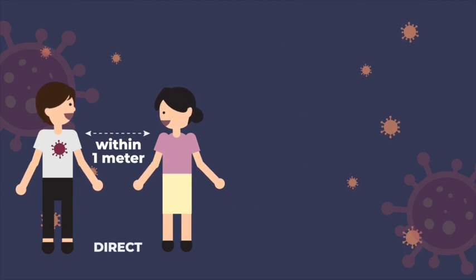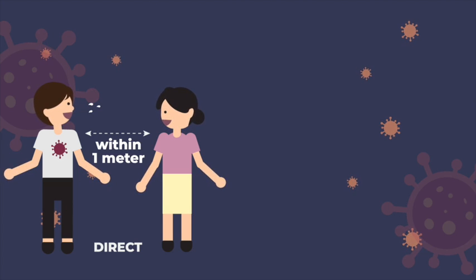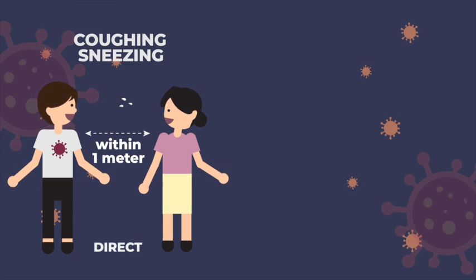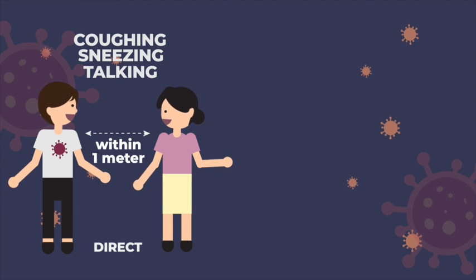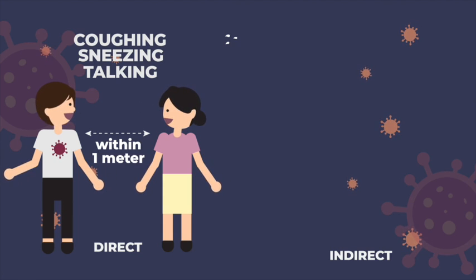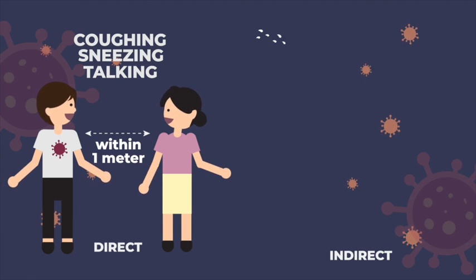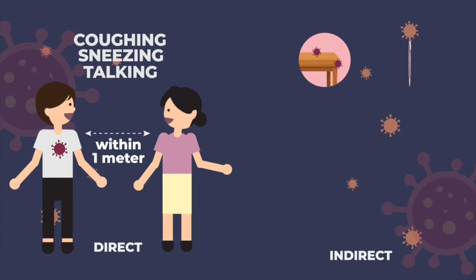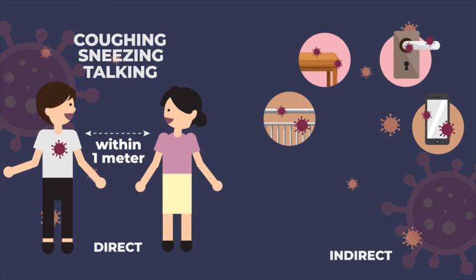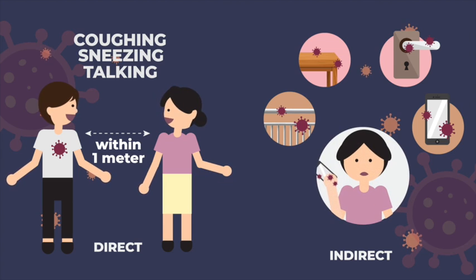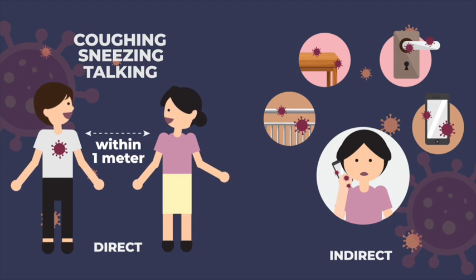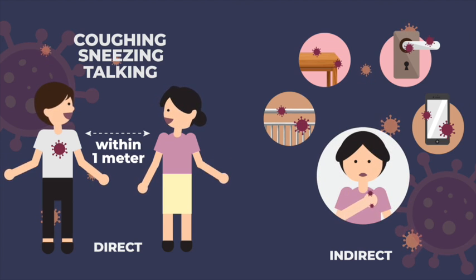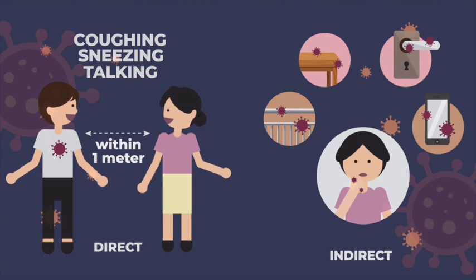It is spread primarily by direct contact between people through droplets produced by coughing, sneezing, or talking. These droplets containing the virus can also land on objects and surfaces around the person, such as tables, doorknobs, handrails, and cell phones. People can become infected by touching these objects or surfaces, then touching their eyes, nose, or mouth.